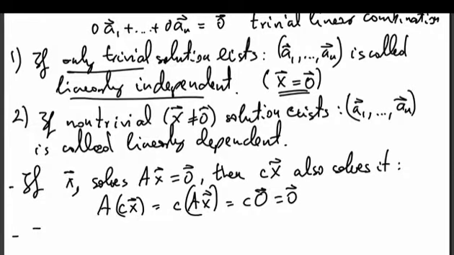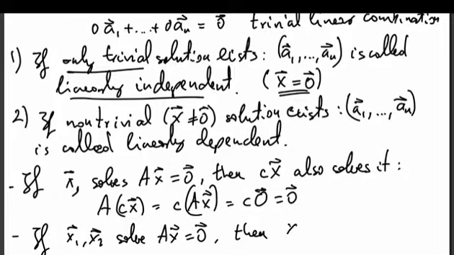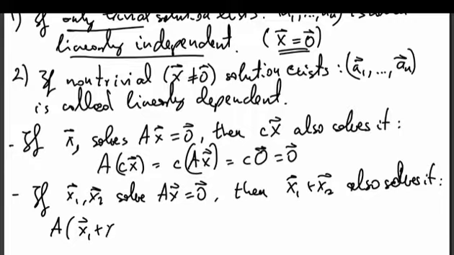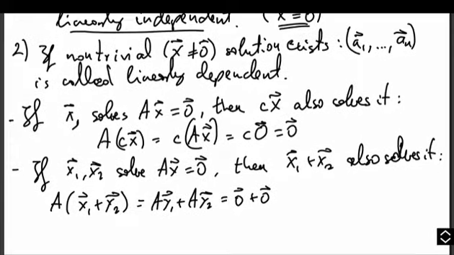Then if x1, x2 are two solutions, so they solve the homogeneous linear system Ax equals 0, then their sum, x1 plus x2, also solves it. We just have to check that A times x1 plus x2 equals Ax1 plus Ax2, and that's then 0 plus 0, according to the rules of matrix vector multiplication. You can distribute the matrix multiplication through the vector addition, and then this results in the 0 vector.